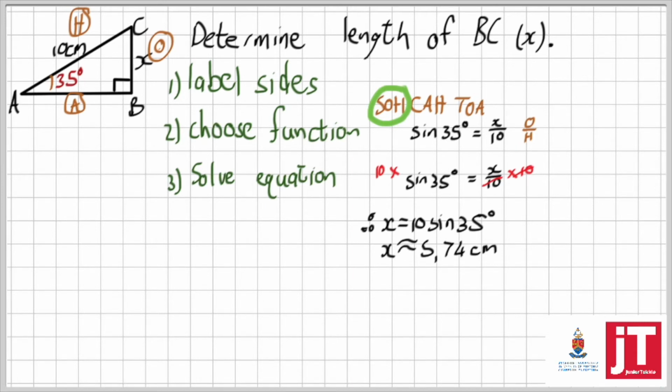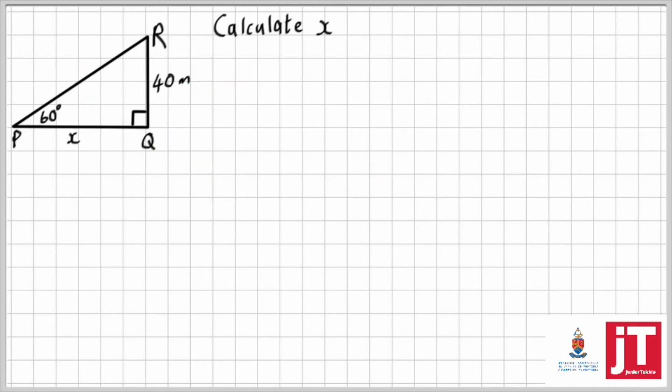How would it look if it didn't make sense? Well, let's say you got an answer of 12,3. Would that make sense in the triangle? No, it wouldn't. Simply because it cannot be longer than the hypotenuse. It has to be smaller than 10. Now let's look at one more example. I'm going to tell you, hit the pause button on the video and try this example yourself.